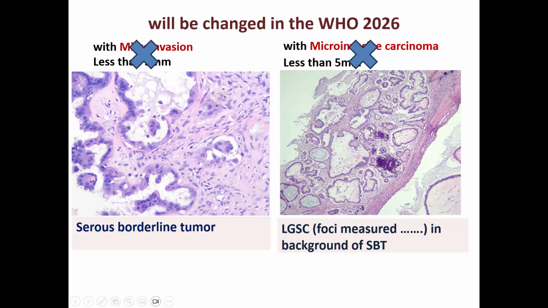And the serous borderline tumor with microinvasive carcinoma is called a low-grade serous carcinoma, with specification that these foci are small and measure a certain number of millimeters in a background of serous borderline tumor. So we will see this practice soon when the book is published.